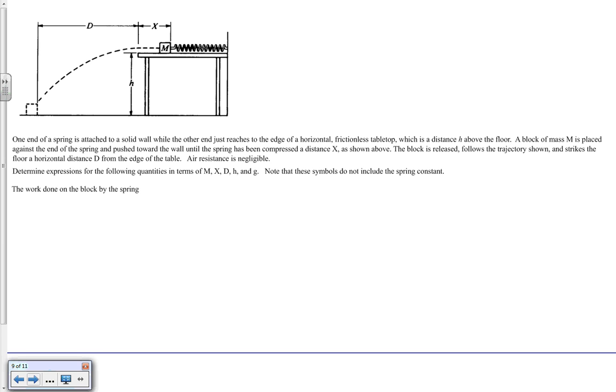Work done on the block by the spring. It's an energy question. So you ask yourself, where do we start and where do we finish? Well, if we're figuring out work done by spring, one half kx squared, or work in general, is the change in energy. So if we can figure out either one of those two things, we can figure out how much work the spring did. This is going to be hard because we don't have k. So we cannot use that equation in this part.